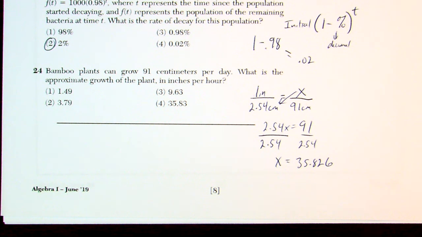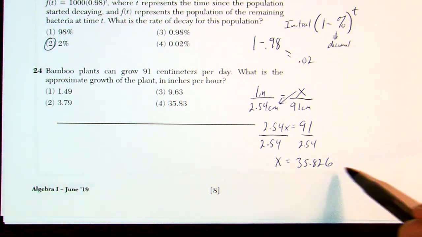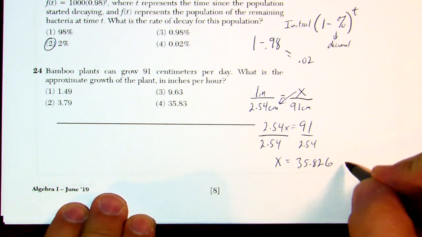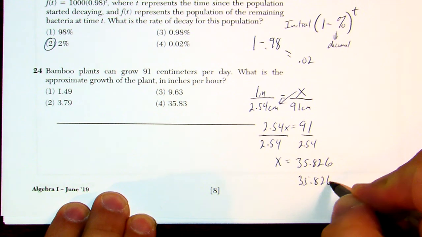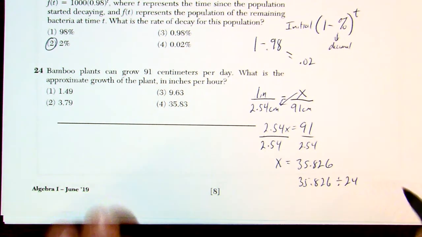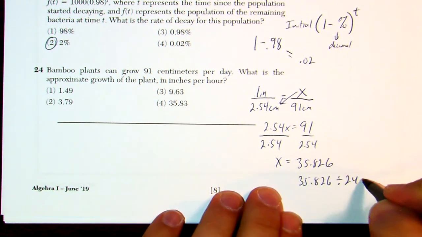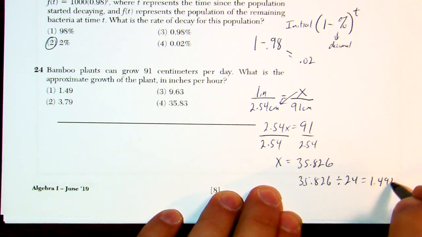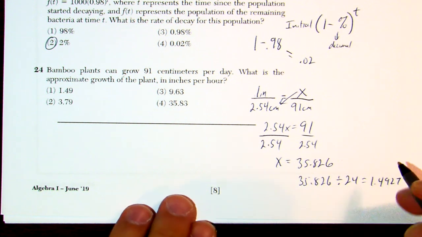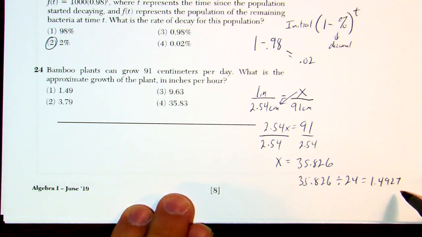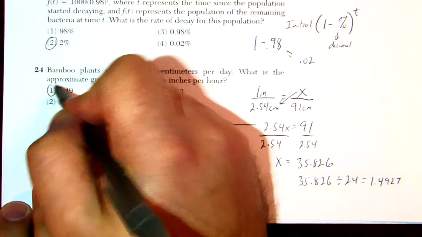So now we're going to take your 35.826, divide that by 24, and you're going to get 1.4927. So when you round it to the nearest hundredth there, 1.49, which is choice 1.